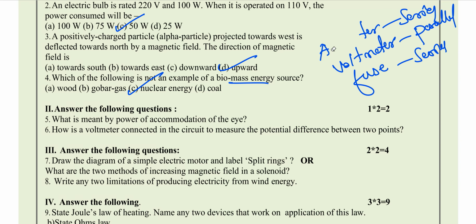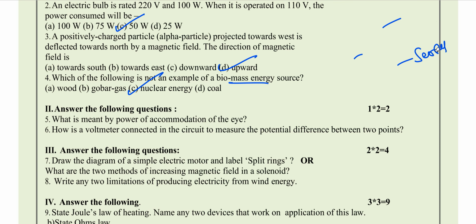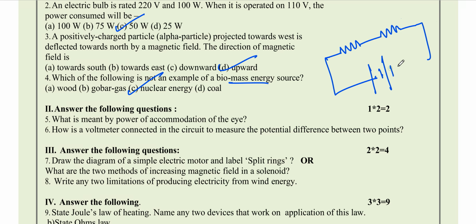Let me see. I'll just give you a small example for that. Suppose this is a circuit. Let's take some 2 or 3 resistors, with some battery and a switch. Now current is flowing in this direction from positive. This is positive, right? Yes, current is flowing in this direction.